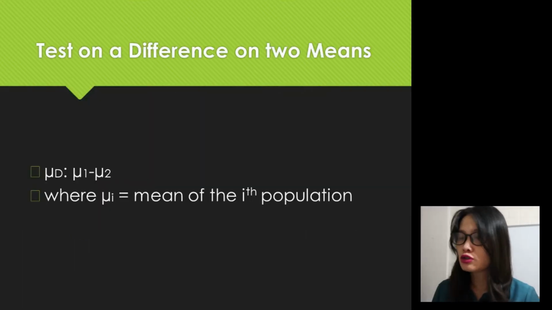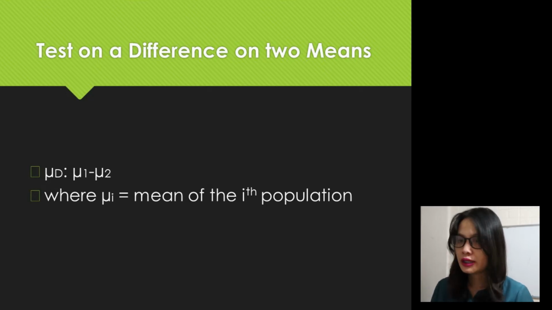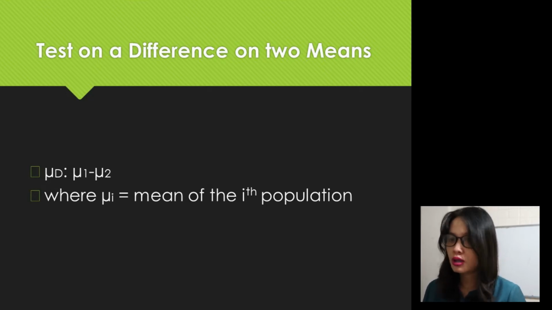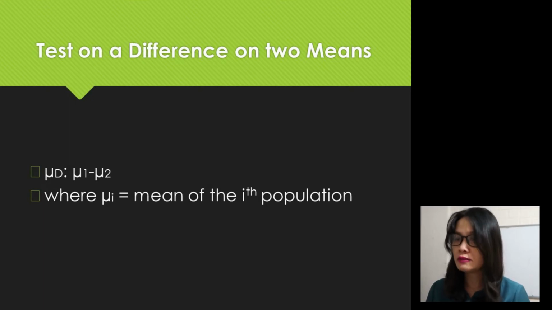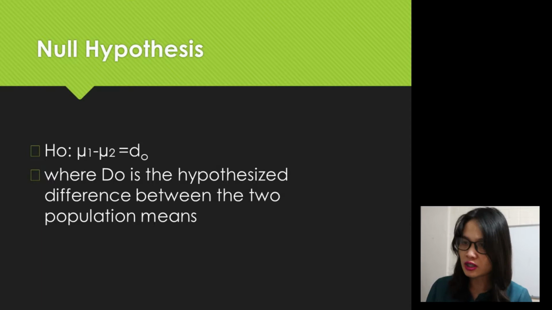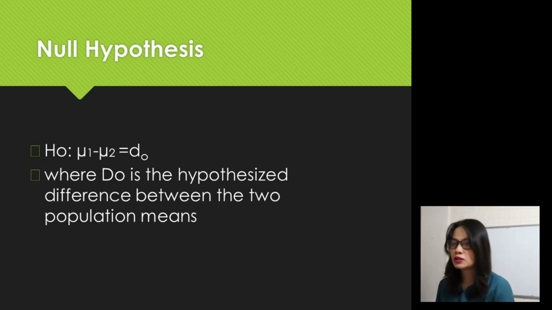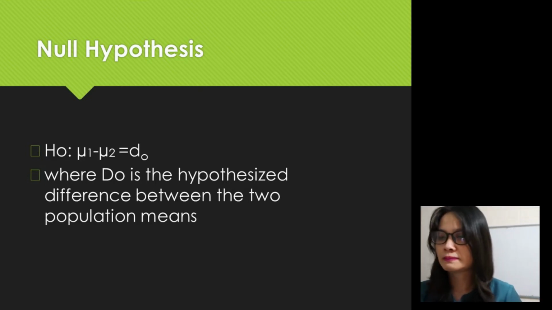Test on a difference of two means. So mu sub d, you are referring to the difference of two means. That will be mu1 minus mu2, where mu sub i means the mean of the ith population. The null hypothesis of the difference of two means is mu sub 1 minus mu sub 2 is equal to d sub o. What do you mean by d sub o? D sub o is the hypothesized difference between the two population means.